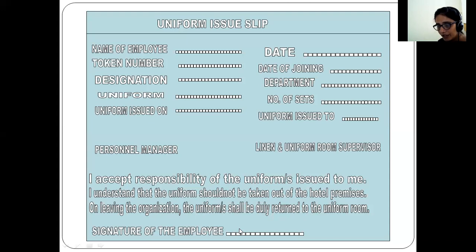Signature of the employee. In every hotel, there is a set rule that no one takes the uniform out of the hotel premises. So we have to submit that uniform in the linen room, or suppose we have lockers: if it is clean, then we can put it in the lockers. If it is going to be cleaned, then we have to submit it to the laundry. So then signatures of the employees are required.